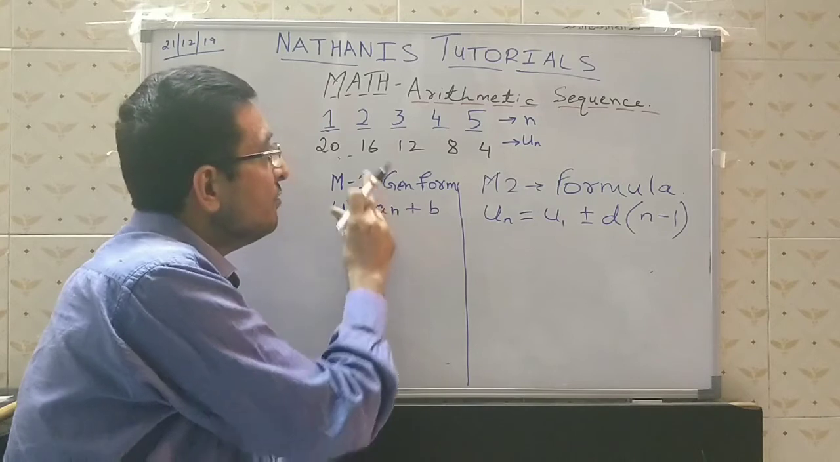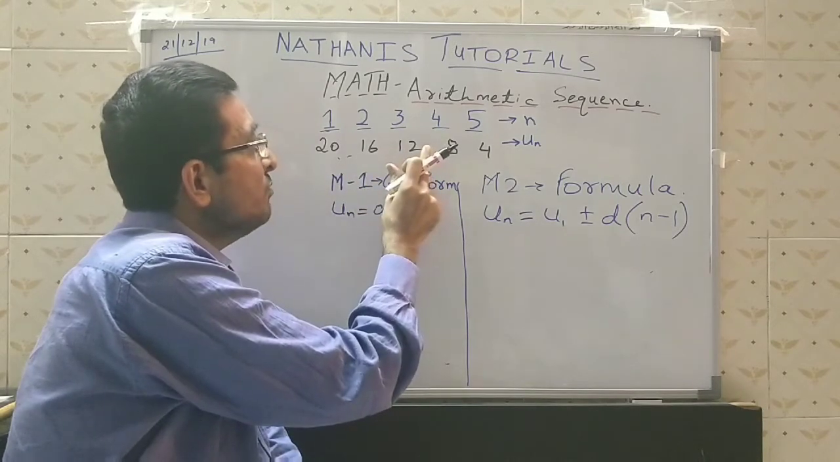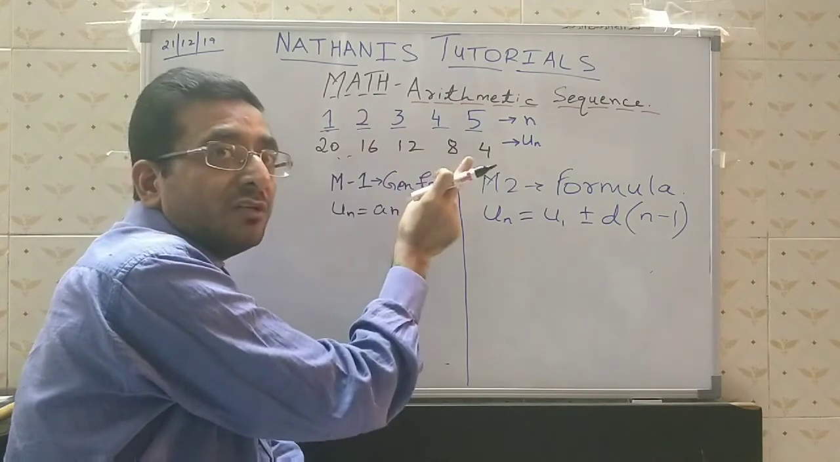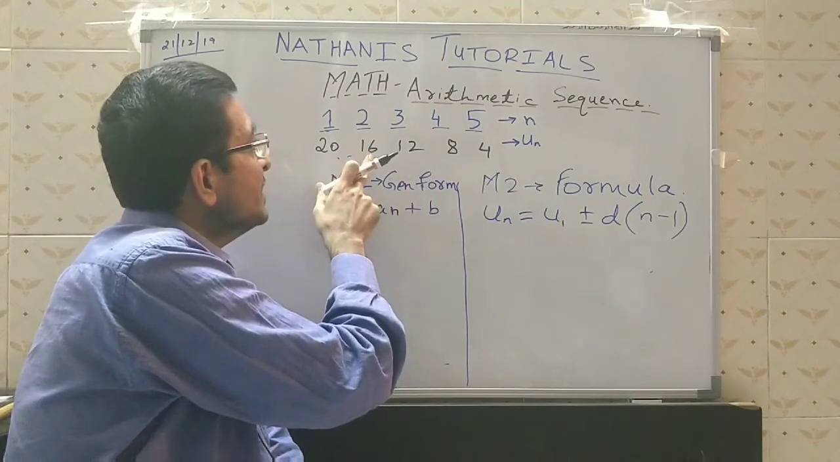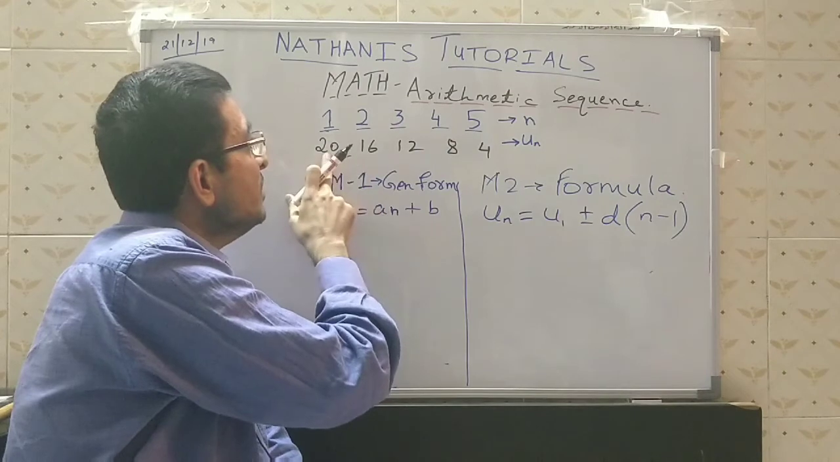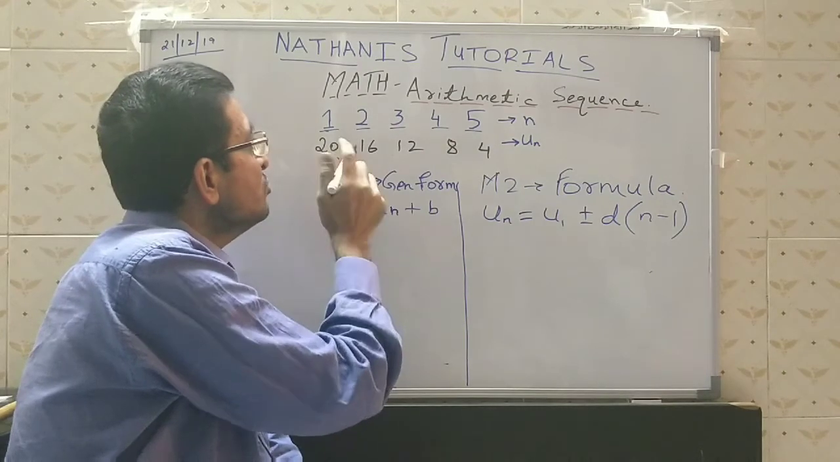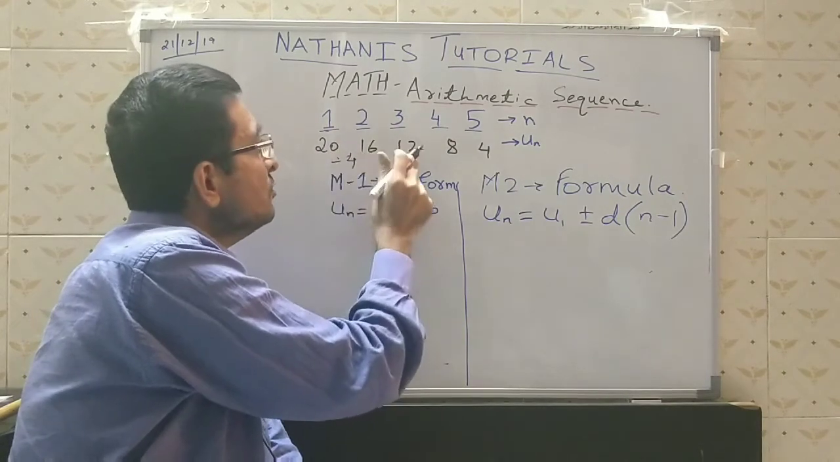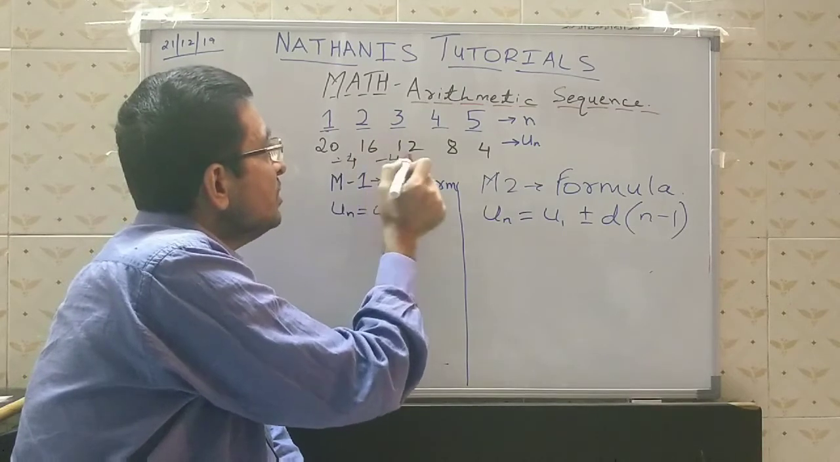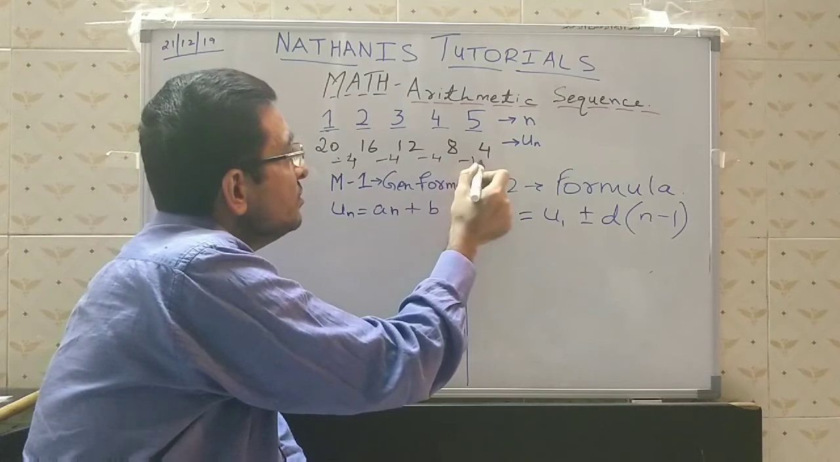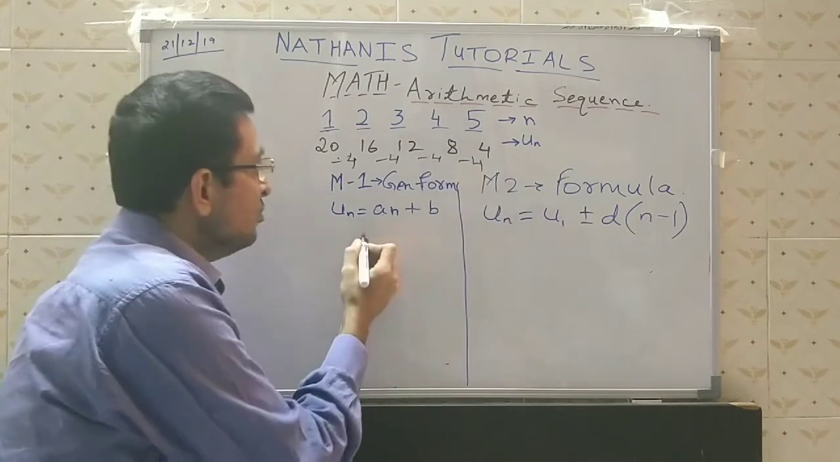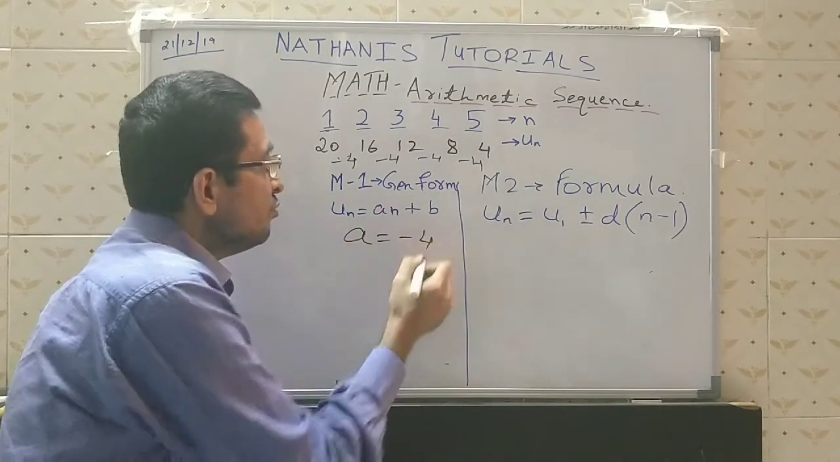To find the value of a, I'll find out the difference between the terms of the sequence. Now to find the difference, I will do subtraction between the second and the first term. So second term minus the first term. 16 minus 20 is minus 4. 12 minus 16 is minus 4. 8 minus 12 is minus 4 and 4 minus 8 is minus 4. So the value of a is minus 4.